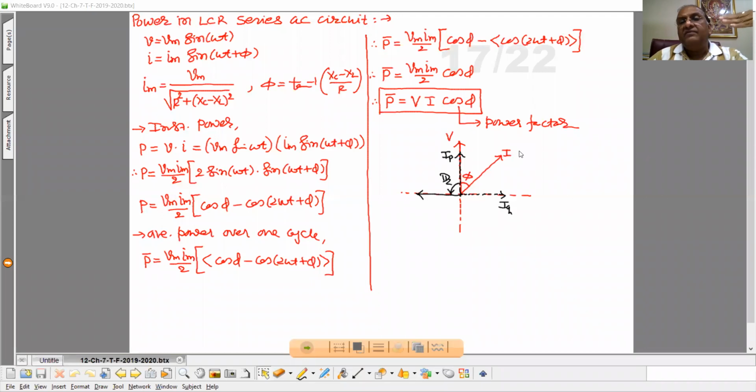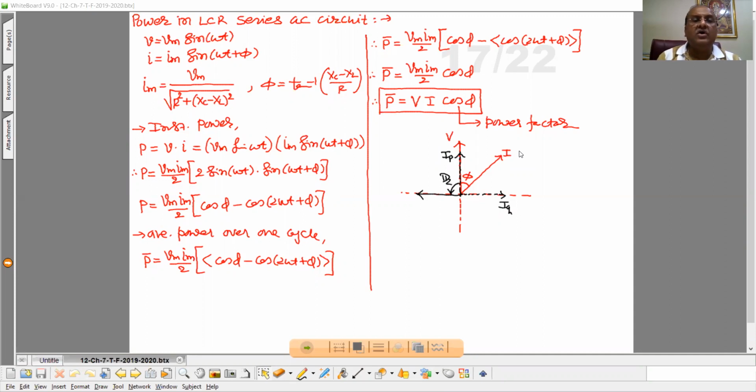So when the current is flowing in the circuit and power dissipation is 0, that particular current is called wattless current. That is called wattless current. Clear to all of you? And therefore, we use inductor or capacitor to minimize the dissipation of power.